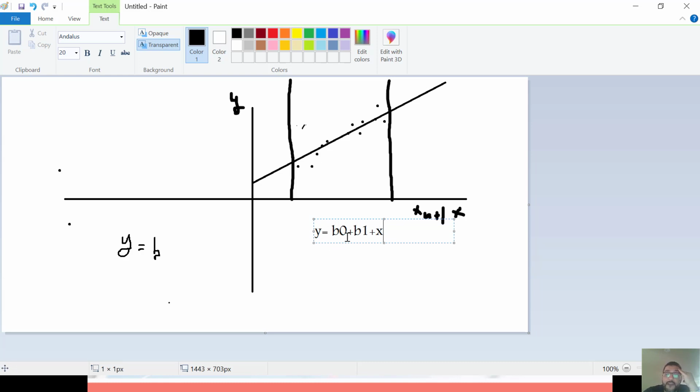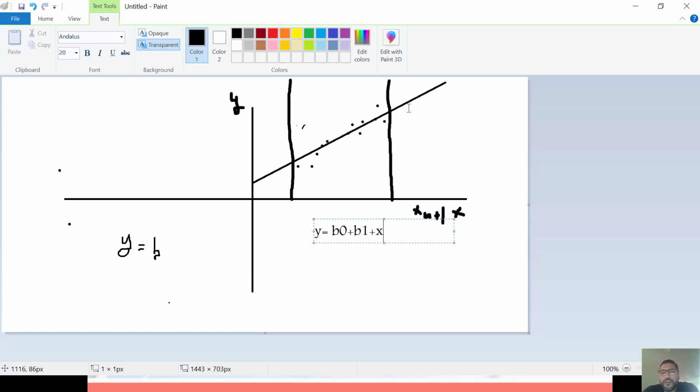So in here we have two variables or two unknowns, which are b1 and b0. b1 is basically the slope of this line. The slope of a line is basically delta y over delta x. So for any two points on this line, delta y is y2 minus y1, divided by x2 minus x1.